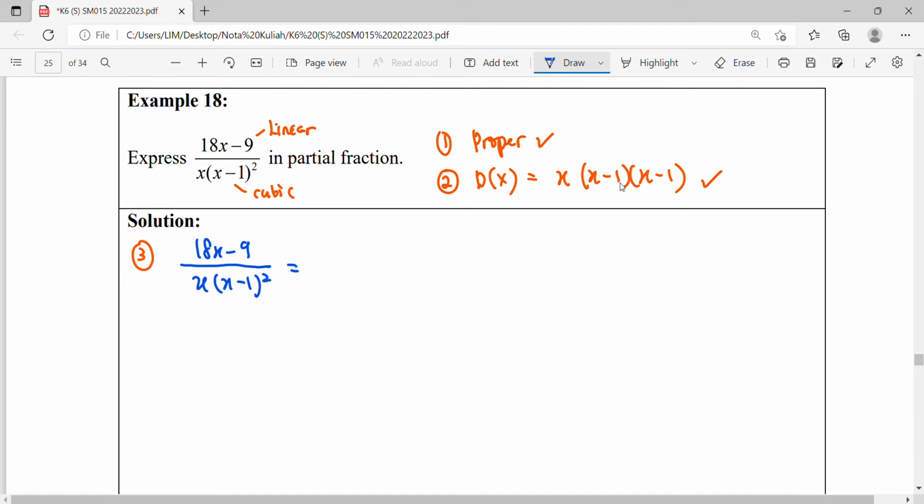We will split according to the factors from the denominator part. So you can notice that we have one factor of x, and then x minus 1, x minus 1 is the same factor repeating. So we have a repeating factor. For a repeating factor, we're going to split it for the first time, just the factor itself. Then for the second time, we will do it repeating, so it will become (x minus 1) square.